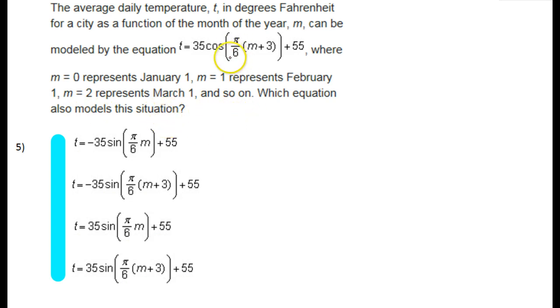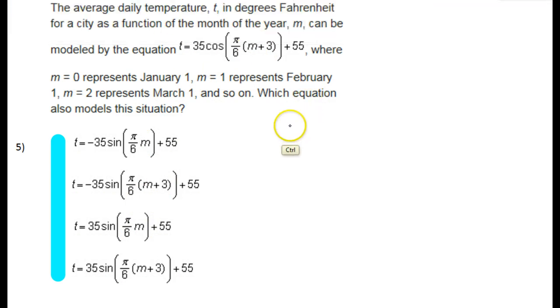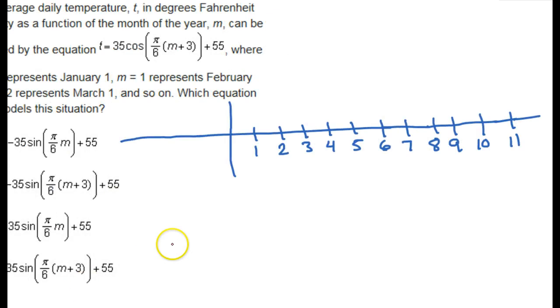Okay, let's do a rough sketch of the equation that they gave us, and then see how that compares to the others. I think we're going to have to look at phase shift this time. We'll see. So the equation that they gave us is a cosine function with a positive a value.